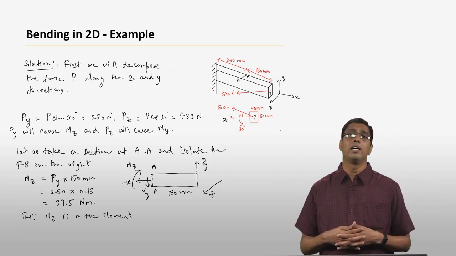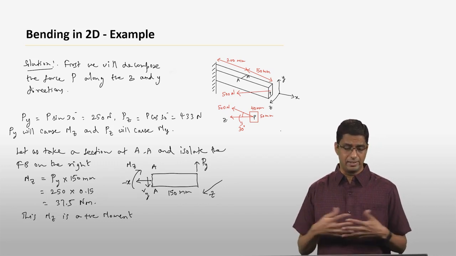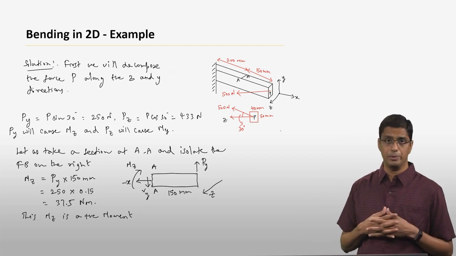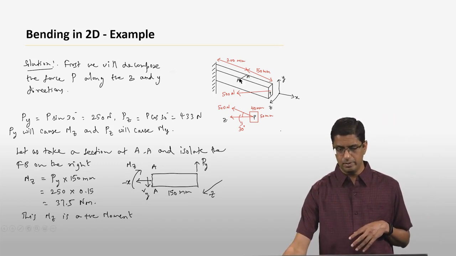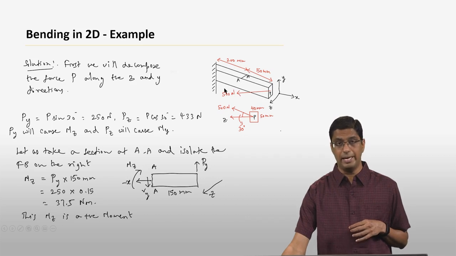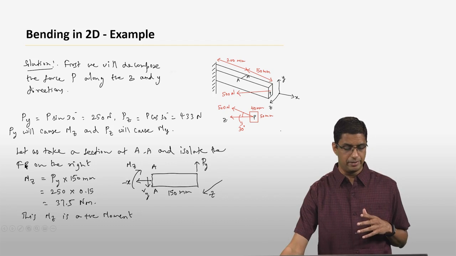My, let's find out actually what this My and Mz are going to be at the cross-section that you're looking at. So how do you go about doing that? What you do is, we take a section at AA, and then isolate the free body to the right. FB is the free body.